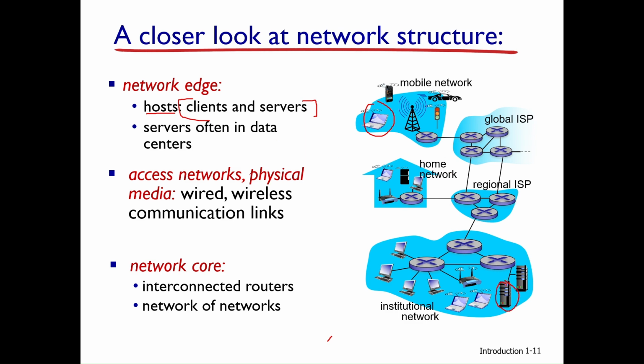And so global ISP, regional ISP, home network, and further on. Access network, physical media. There are two types of communication: wired communication and wireless communication. Then the network core: interconnected routers, or network of networks. What is a network of networks? A network of networks is nothing but the internet.